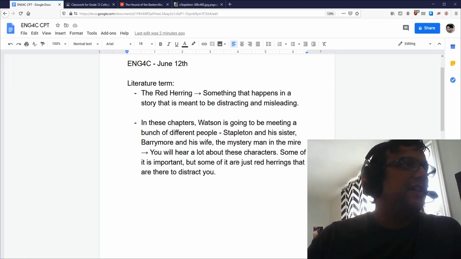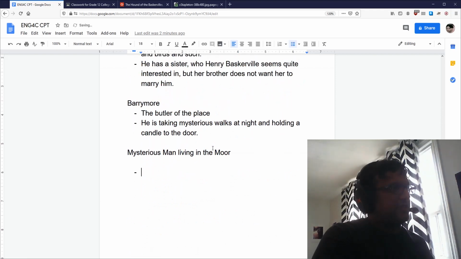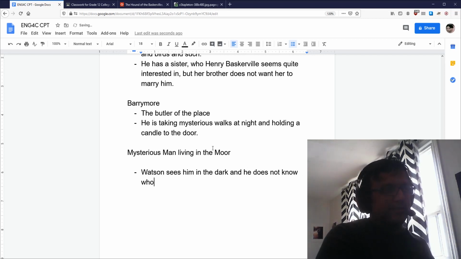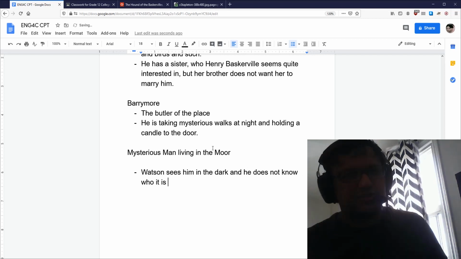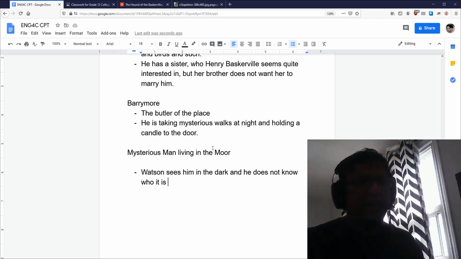So there's this mysterious man living in the moor, right? Watson sees him in the dark, and he does not know who it is, right? So there's this mysterious figure lurking out in the moorlands, right? So there's that as well, right?